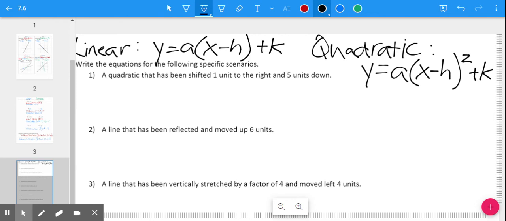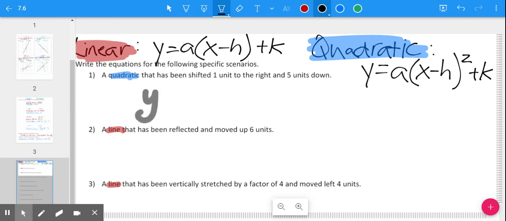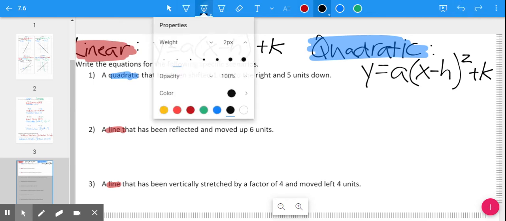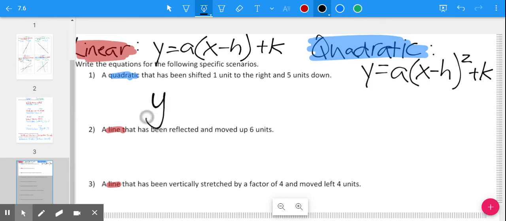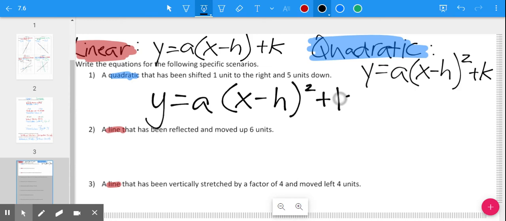So now you have to be very careful as you read through these. Honestly, the first thing I did is I went through and highlighted and said, okay, quadratic is written there, so I'm going to use this one. The next one says a line, so I'm going to use the linear. Next one, a line. And that way I knew exactly what I was working with. Then, if it helps you guys to do the erase and replace, it's not a bad idea. So we have y equals a(x minus h) squared plus k.